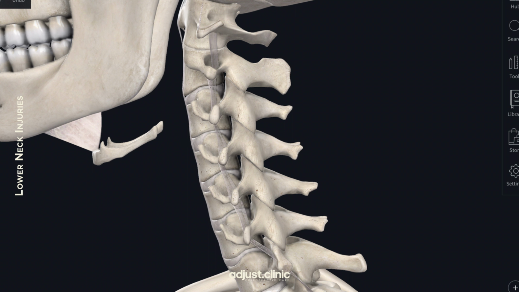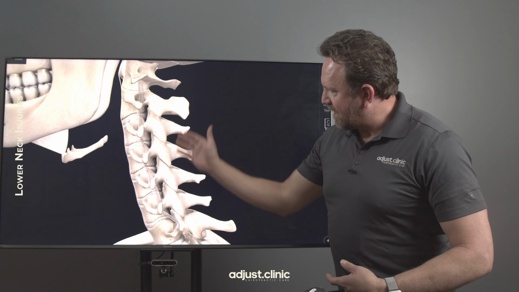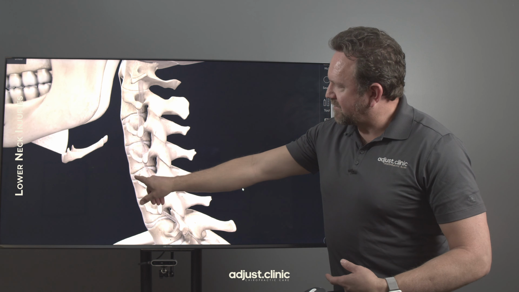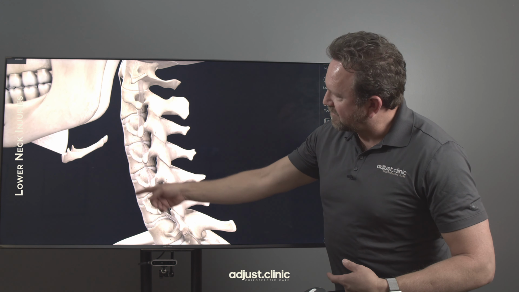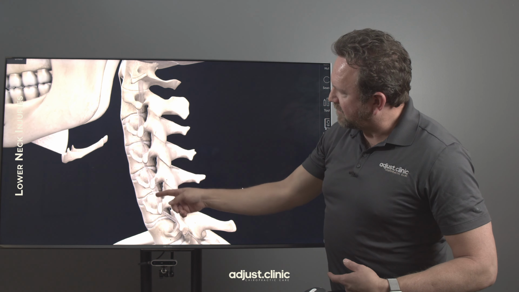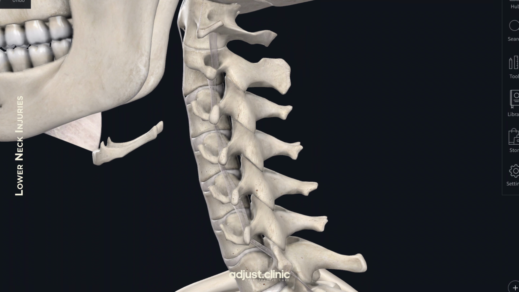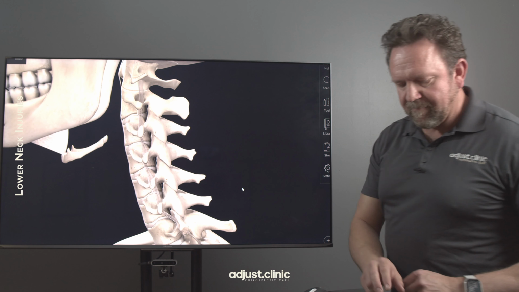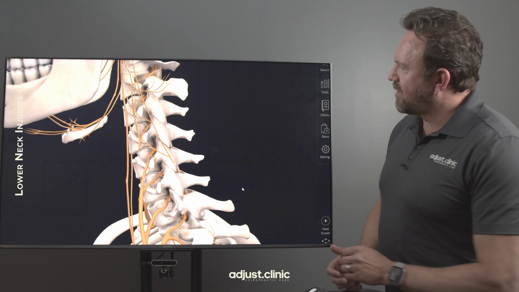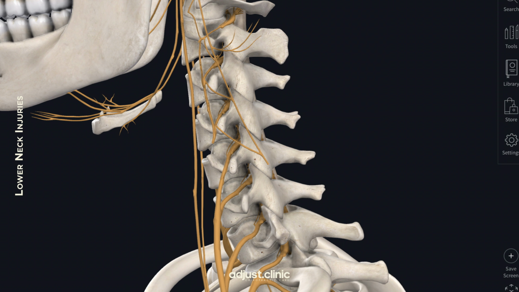This is the side view of your neck, and notice you have facet joints back here. This is the back part of the neck. You have discs in front and ligaments in the front, the side, and the back. These ligaments hold everything together, along with the muscles, which you don't see right here. And then going down the middle of the neck is the spinal cord. You can't really see it on this view.